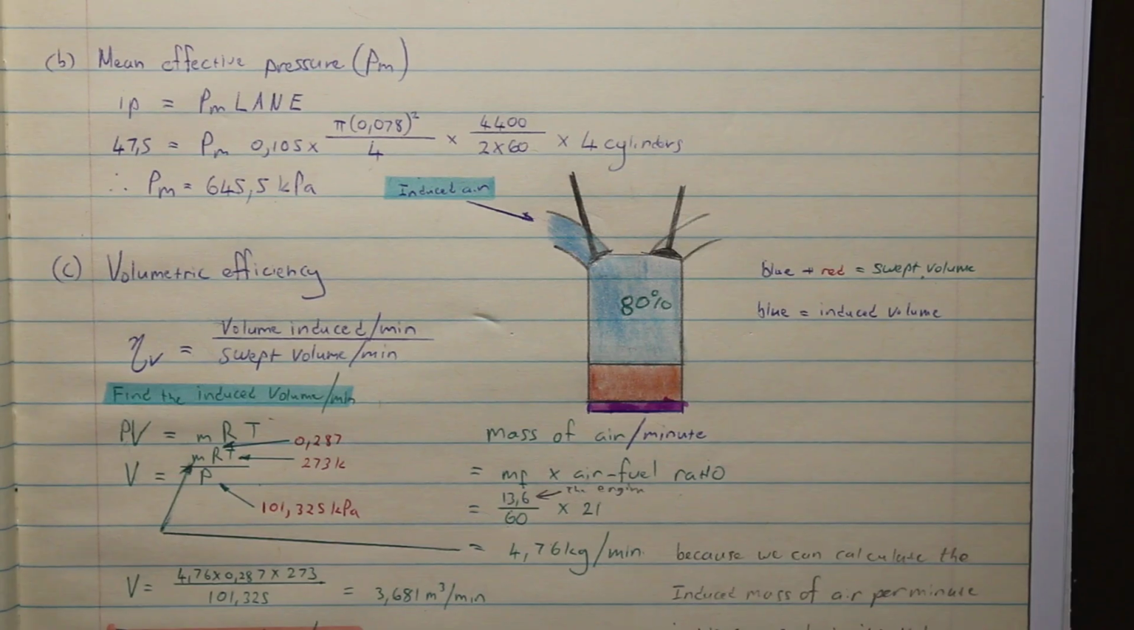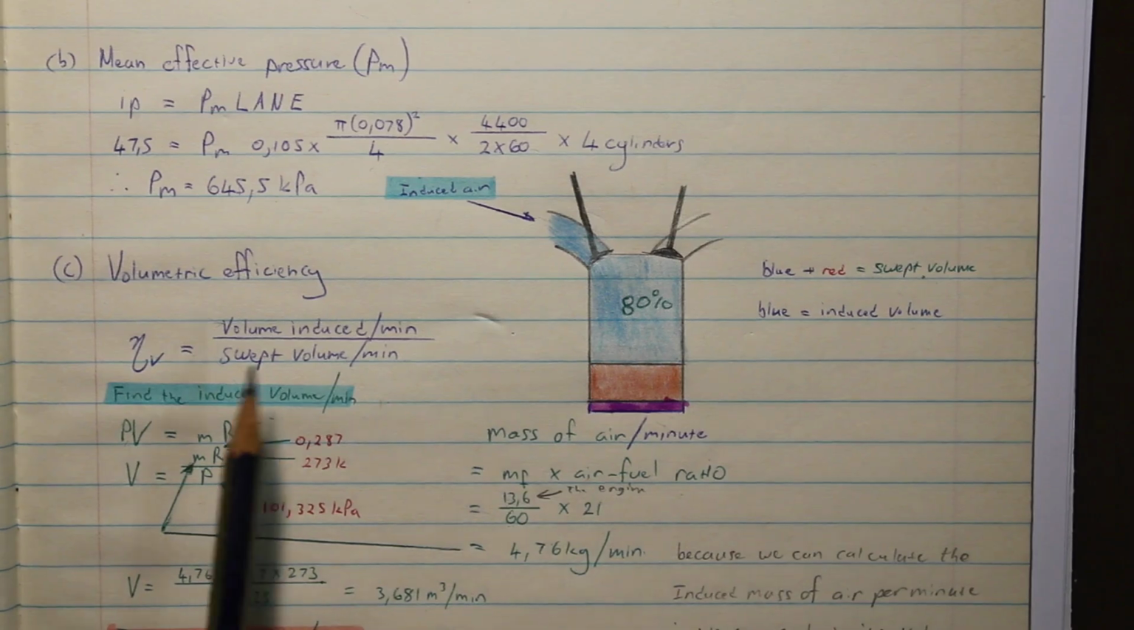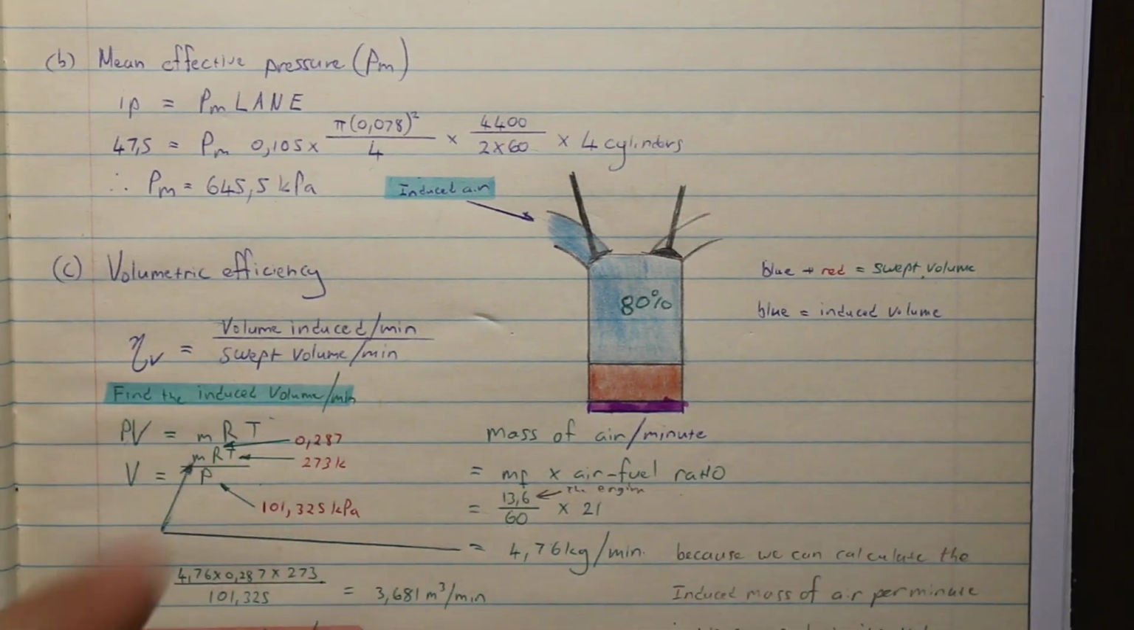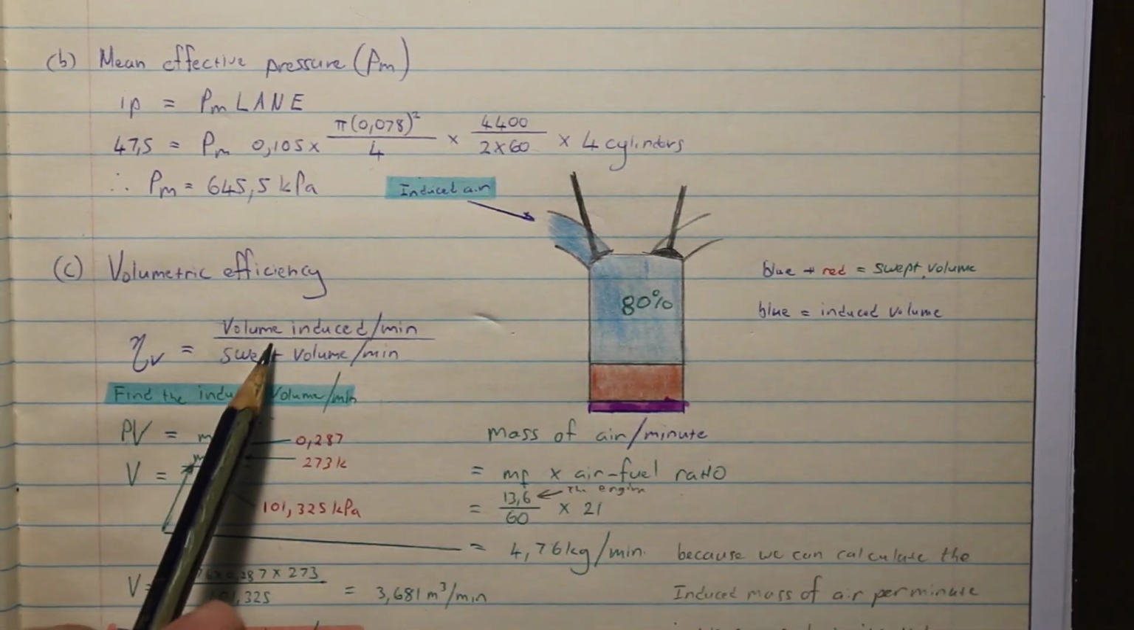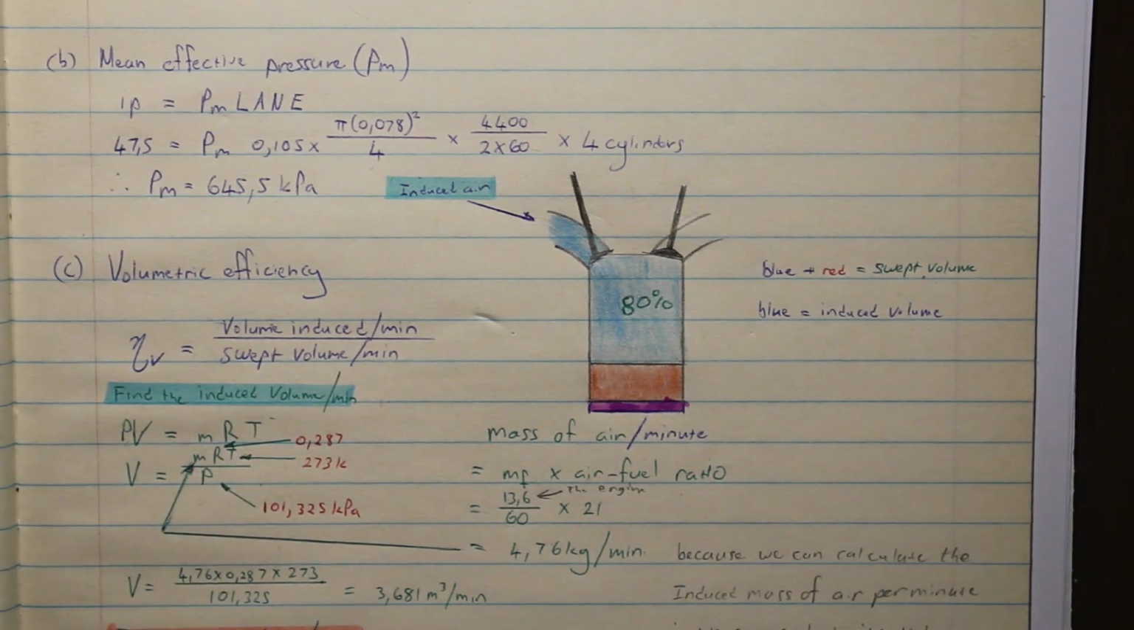So in high performance engines, the volumetric efficiency is better, and in normal road cars, the volumetric efficiency isn't as good. So induced volume, what we're sucking in, over the swept volume, the total volume that the piston is moving. So we're going to look for the induced volume first. We don't have the volume that is induced, but what we do have is the mass of air that is pulled into the engine through the 4 cylinders for every kilogram of fuel that is burnt. And then we also have the fuel consumption per hour.